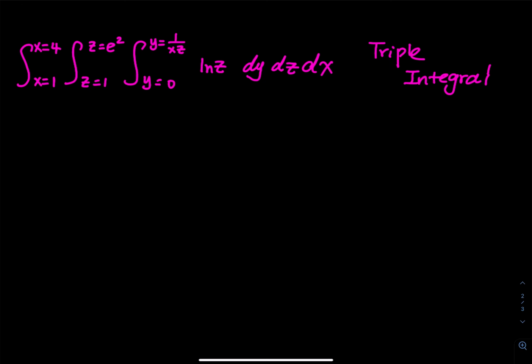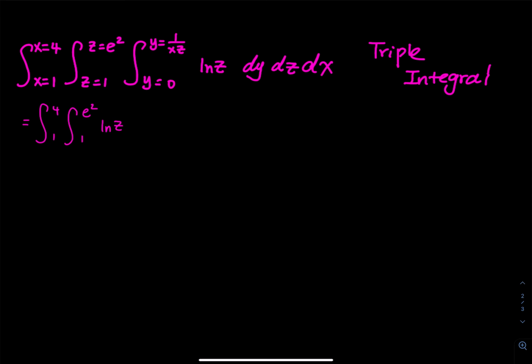The integrand is ln(z). So the first step that we are doing is integrating ln(z) with respect to y. There is no y in here, so we are treating ln(z) as a constant. So the integral from 1 to 4, from 1 to e squared, and ln(z) is just a constant. We leave the constant alone, and then what is the integral of a constant?